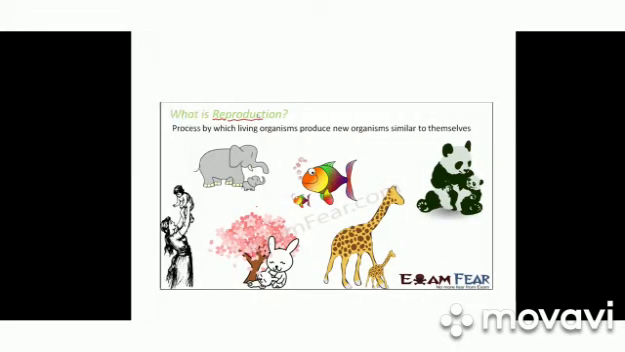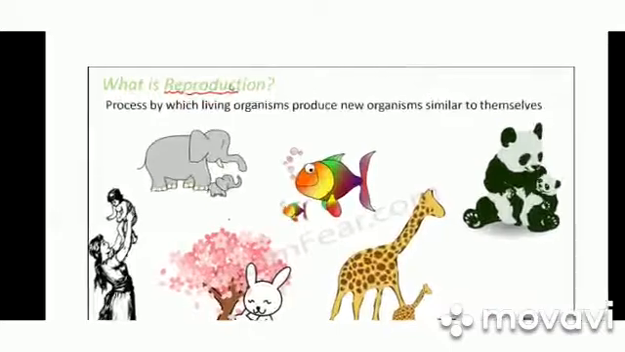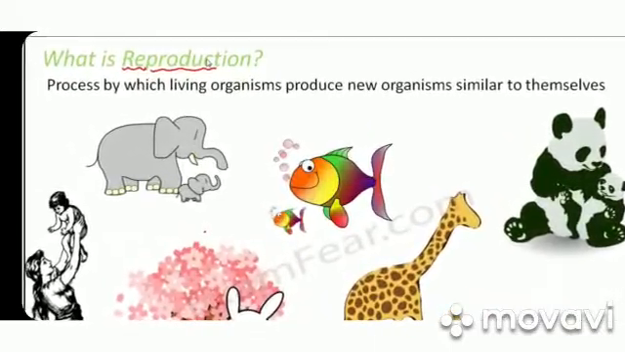Now we will start with our lesson 1, reproduction. Open your textbook page number 76 and listen carefully. So life cycle, we know, is the series of stages that a living being passes from its birth to death. And during these stages, in the adult stage, the living being will reproduce. And from there, the young one will carry the life cycle. So what is reproduction? The process by which living organisms produce new organisms similar to themselves. That means a copy of it.